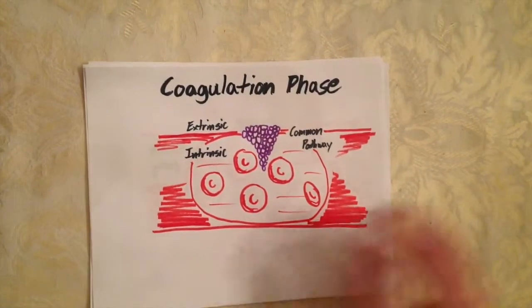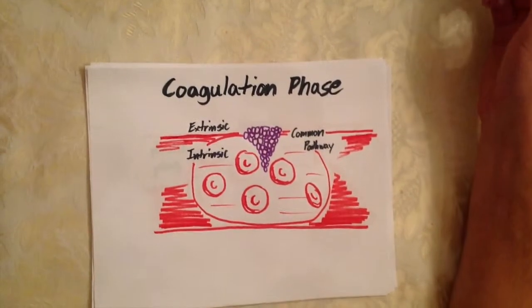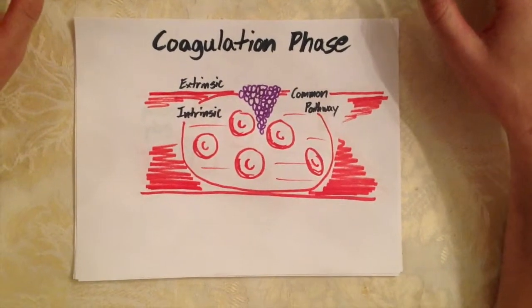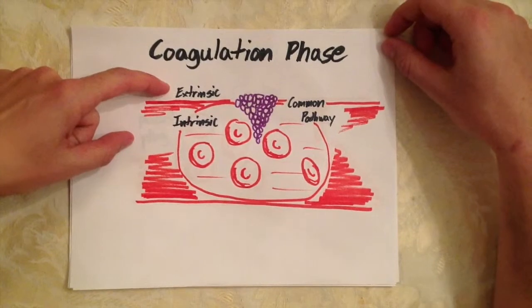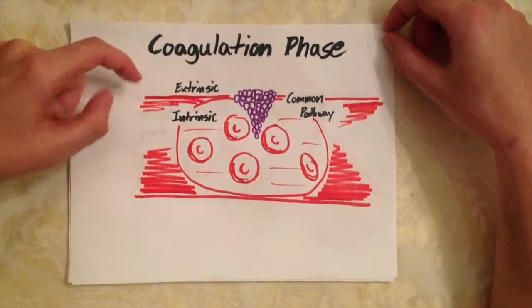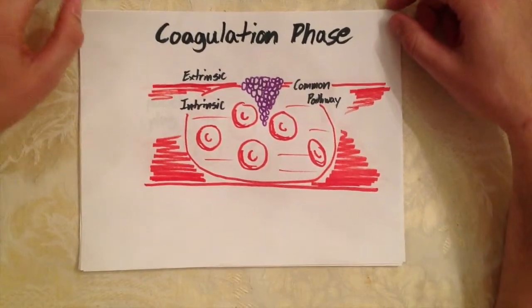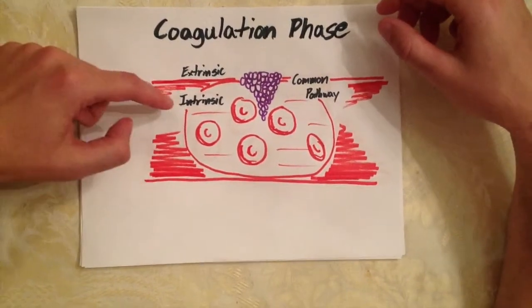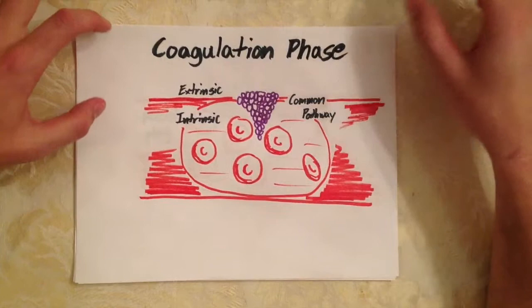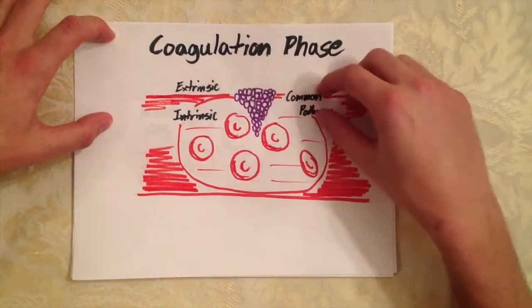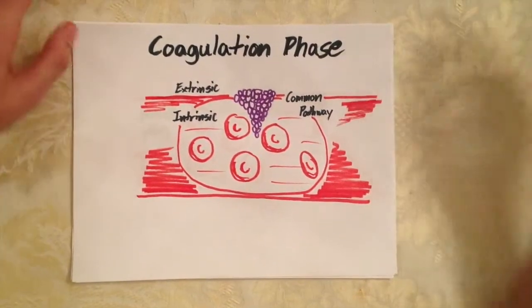The last phase is the coagulation phase. In the coagulation phase, you have two pathways. The first one is extrinsic, the second one is intrinsic. Notice extrinsic happens outside the blood cell, and intrinsic happens on the inside of the blood cell. Both of these pathways then come together to form the common pathway.